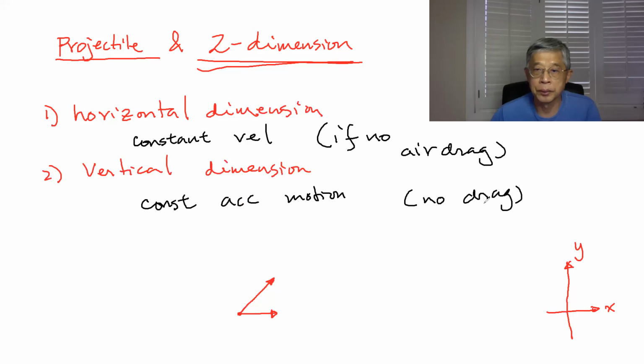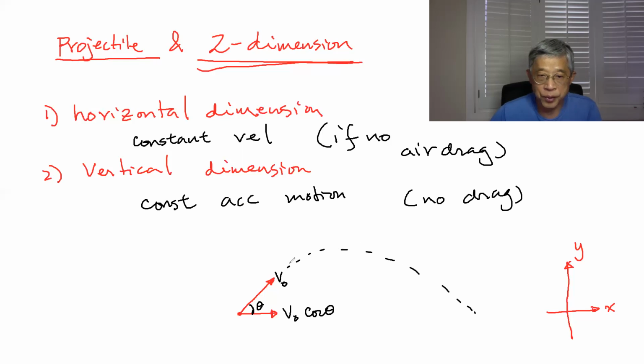Okay, so let's say you have an initial velocity v0 at an angle theta. The horizontal component will be v0 cosine theta. That's going to stay with you no matter where you go. So this projectile will go up and then it will come down, right?